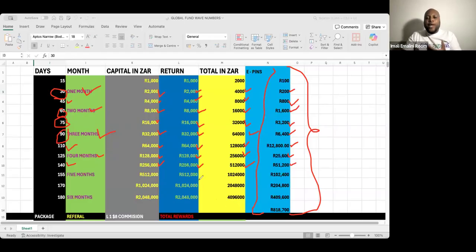Now, what can you get if you utilize that 10%? Day 155, that is 5 months. You take that 512,000, you double it. You are now sitting with 1,024,000. How many people have seen a million? This is your chance. A real chance, proper chance to have R1,000,000 in your hand.